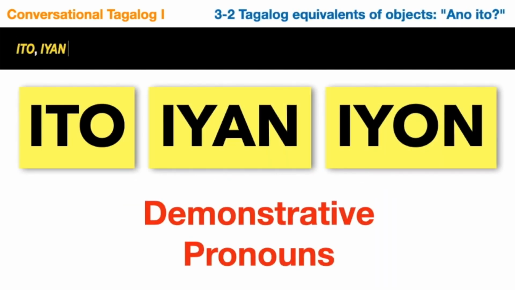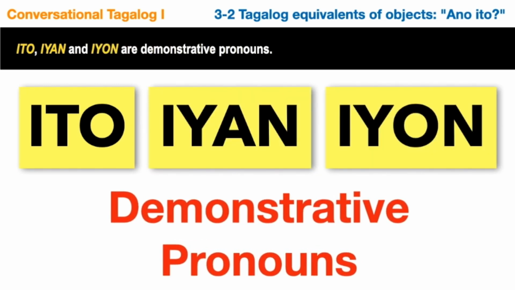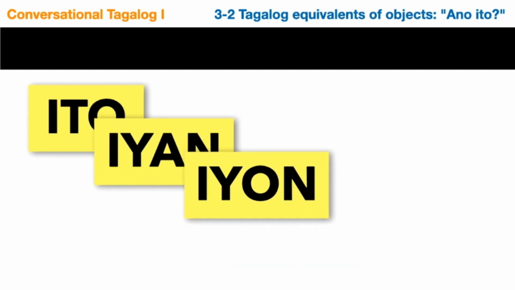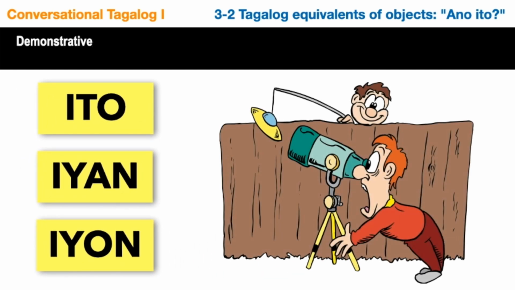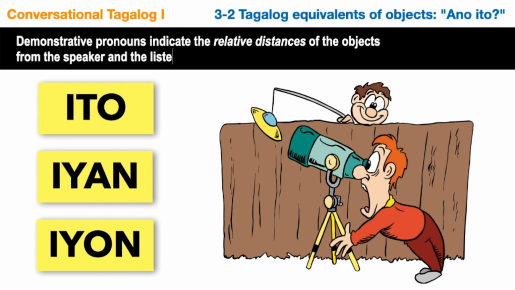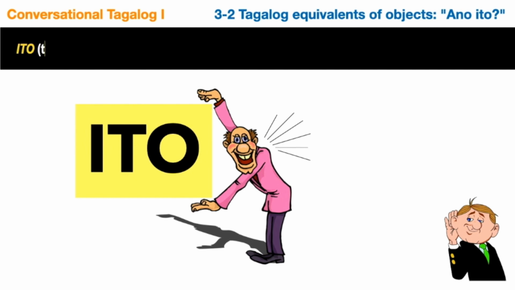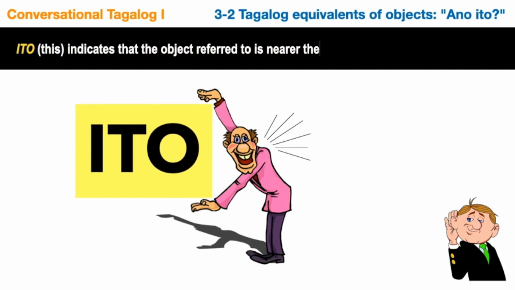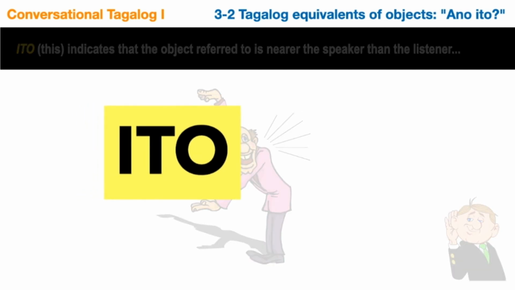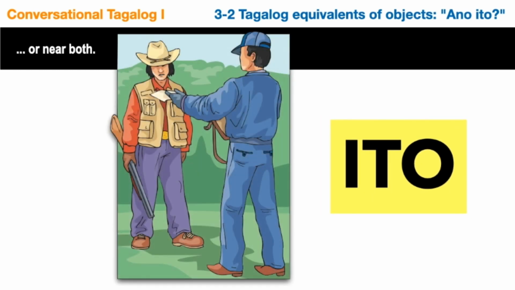Ito, Iyan, and Iyon are demonstrative pronouns. Demonstrative pronouns indicate the relative distances of the objects from the speaker and the listener. Ito, or this, indicates that the object referred to is nearer the speaker than the listener, or near both.